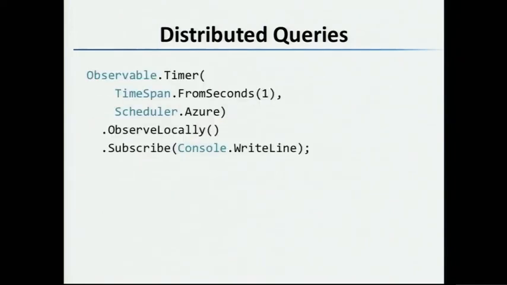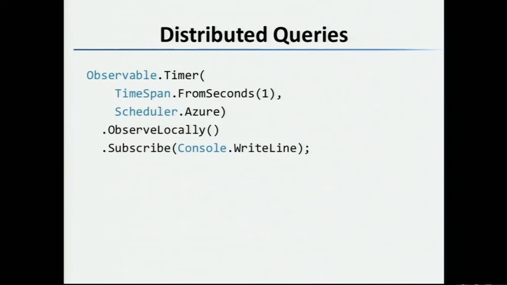So how do we do that? Well, here's what we'd like to write. We'd like to create a timer, for example, have it fire every second, but now schedule it on Azure. And then we'll say observe it locally and then subscribe. Now, if you squint, you can see that this is actually very similar to what we've done previously. Previously, we've done things like Observable.Timer with a time span of 1 second, but we said like some new thread or the thread pool. And then instead of saying observe locally, we said observe on the dispatcher. But really it looks pretty much the same.